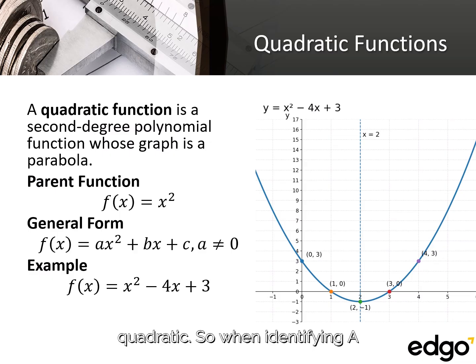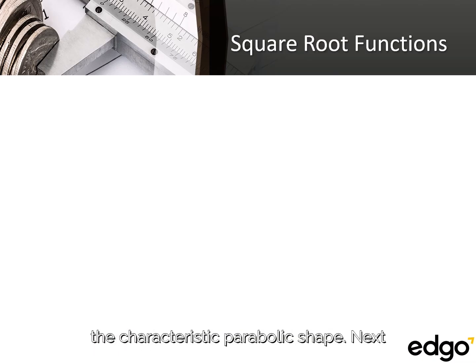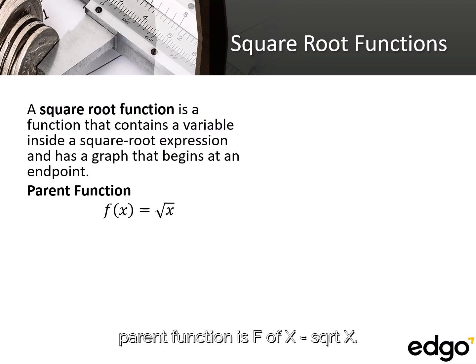So when identifying a quadratic function from an equation, one important clue is the presence of an x squared term as the highest degree. When identifying it from a graph, look for the characteristic parabolic shape. Next is the square root function. A square root function contains a variable inside a square root expression. Its parent function is f of x equals the square root of x.